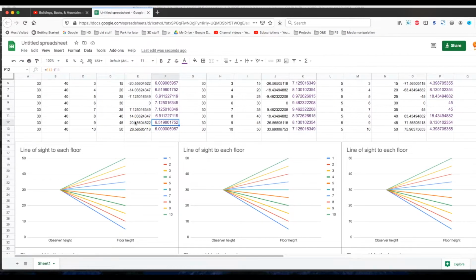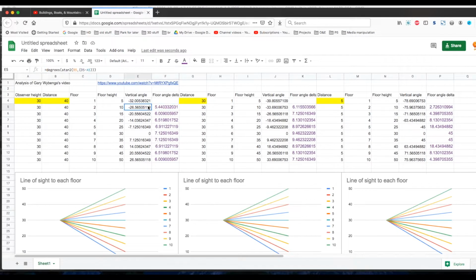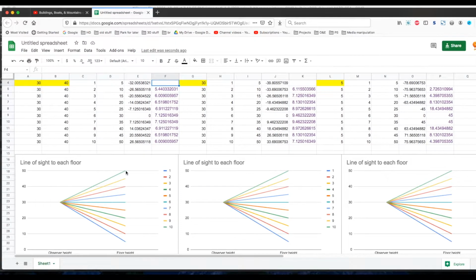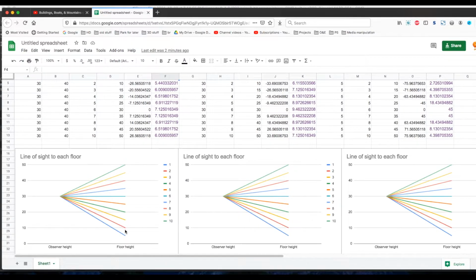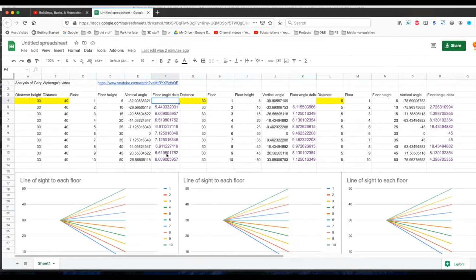This one is the 9th minus the 8th, and this one is the 2nd minus the 1st. So there's only 9 floor angle deltas rather than the 10 floors. This would be the equivalent of 1, 2, 8, 9. And so what does this tell us?